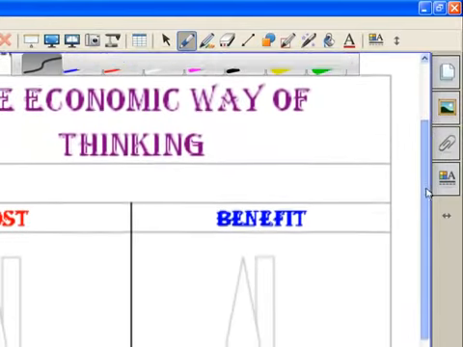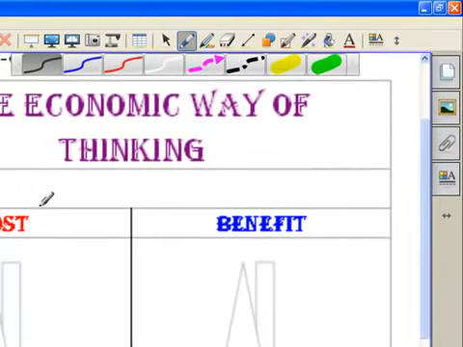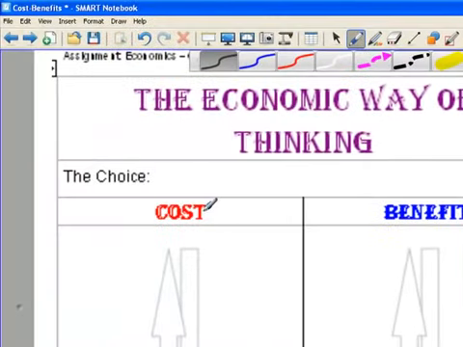Okay, and what we're doing is we're practicing the economic way of thinking. Remember, to think economically does not necessarily have to do with money, as long as it has to do with making good choices. Basically, that's what we're aiming at. The first thing you have to do is make a choice. Now, remember yesterday I mentioned there's a difference between putting a topic or a word there and actually putting a choice there.